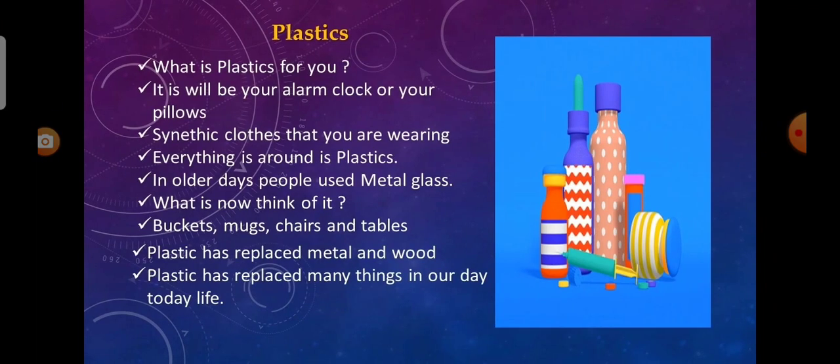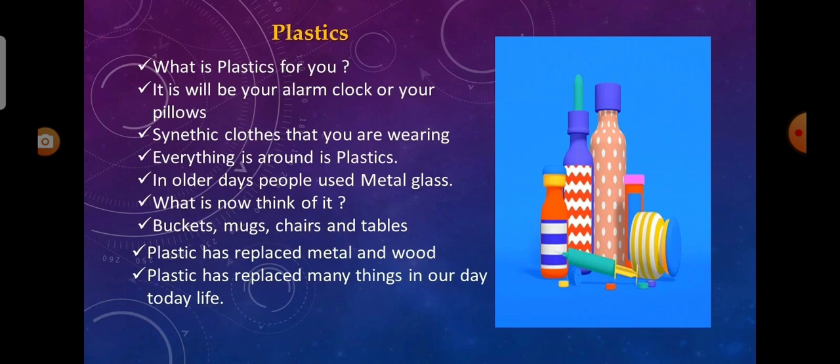Now we see about plastics. What is plastic for you? Others will be alarm clock or ear pillows. The synthetic cloth that you are wearing, everything around is plastic.